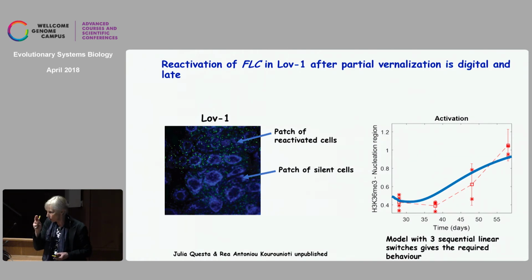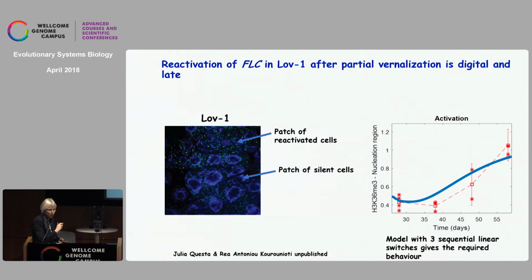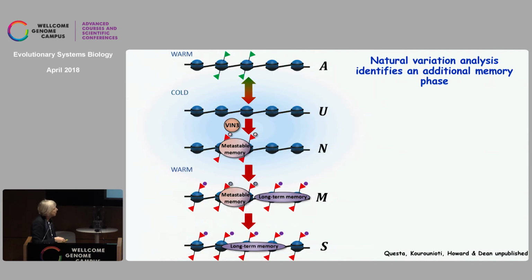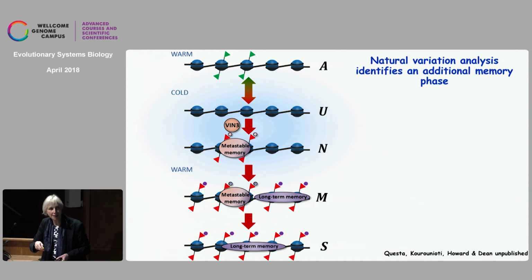Now, I've shown you 2 switches so far: the metastable switching and the long-term switching. That doesn't seem to be enough. From the really detailed analysis of the reactivation dynamics, it looks like there's actually another phase of the memory phase where we lose this metastable memory altogether, and the plant then absolutely relies on just the spread state. So you're not getting any delivery of proteins.